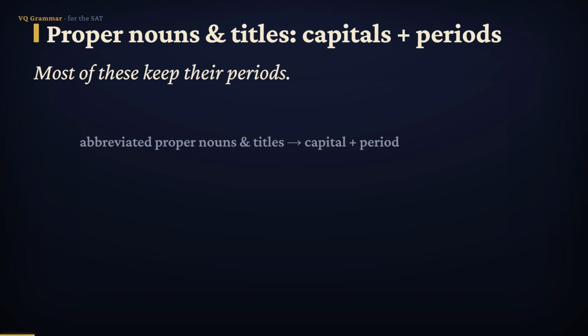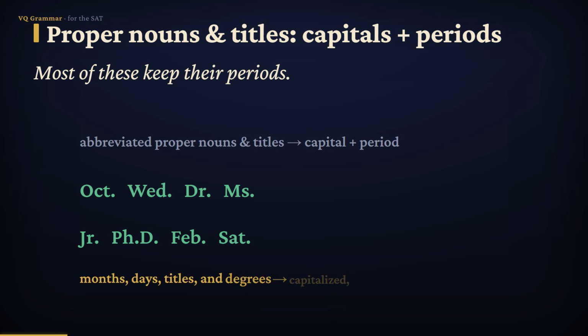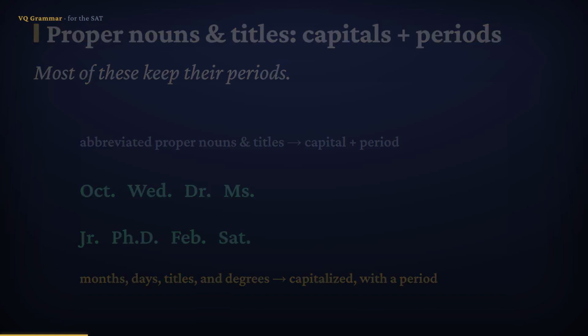When you shorten a proper noun or a title, capitalize it and use a period. Months like Oct. and Feb., days like Wed. and Sat., personal titles like Dr. and Ms., and degrees like Jr. and Ph.D. All of these are capitalized, and all of them take a period. So your default for these familiar abbreviations is simple: a capital letter and a period at the end.